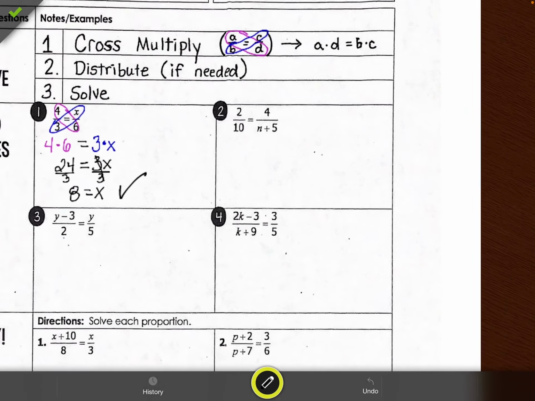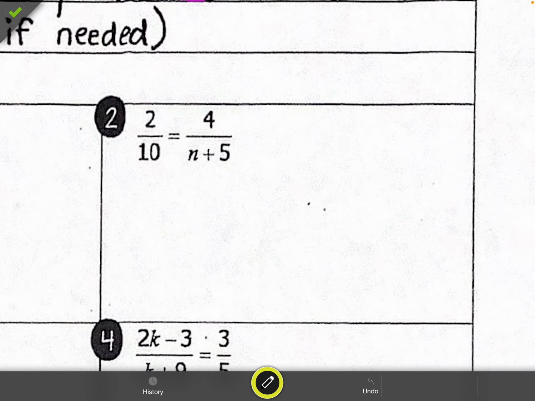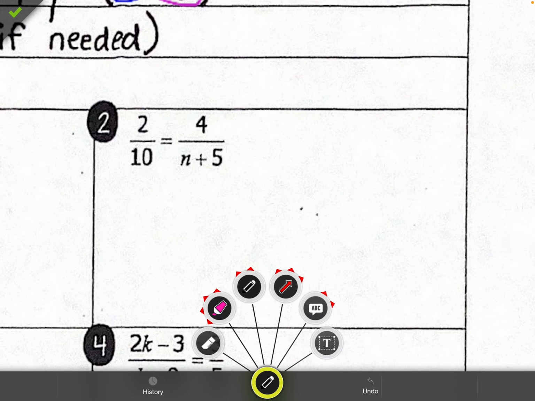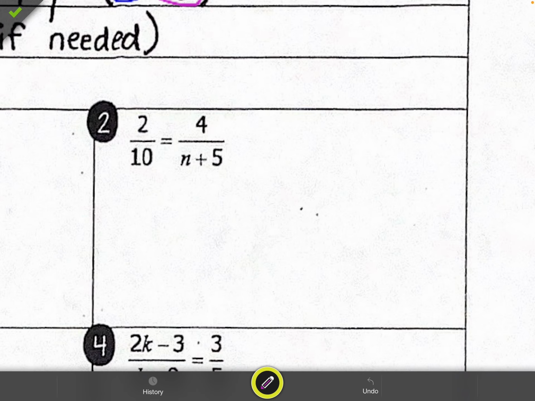All right, let's look at example 2. Now I have 2 over 10 equals 4 divided by n plus 5. So again, I know it's a proportion because I have 2 fractions that are equal to each other. So I'm going to cross multiply. So I'm going to do 2 times n plus 5. Now here, you got to be a little careful. Because we have n plus 5, which is an expression, we need to put that in parentheses when we write it out.